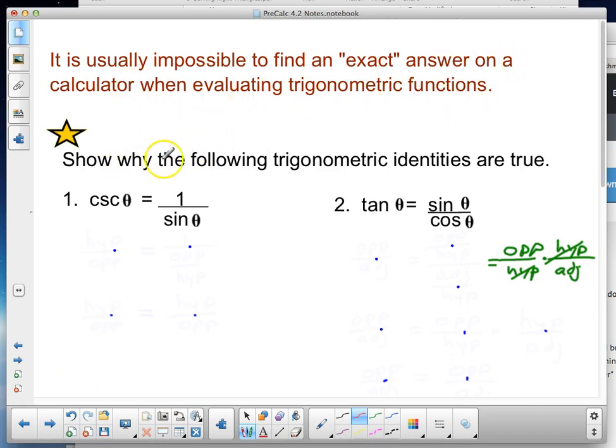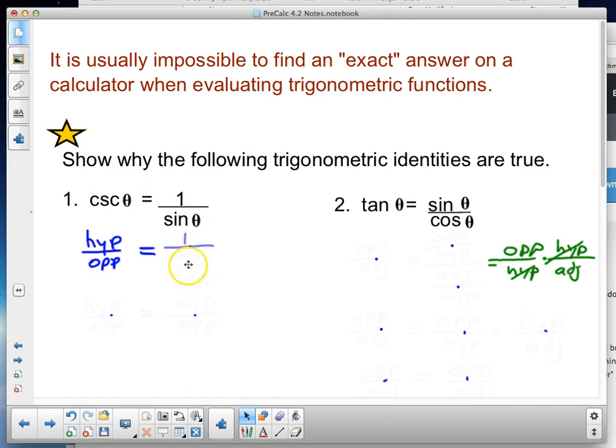Okay, so show why the following trig identities are true. And as I'm looking at them, I'm going to show why they're true. So the cosecant of theta is the same as hypotenuse over opposite. Okay, that's the cosecant of theta. And that's the same as 1 over sine of theta. So I've got the 1 over sine of theta, which is 1 over opposite over hypotenuse. And according to the rules of fractions, this is flipped. So division by a fraction is the same as multiplication by its reciprocal. So we kept things the same, and that is the same here.